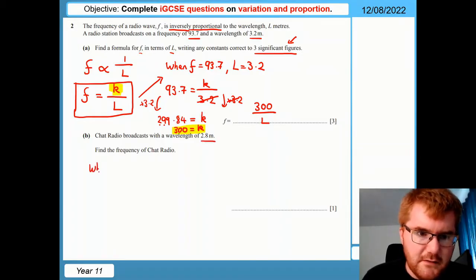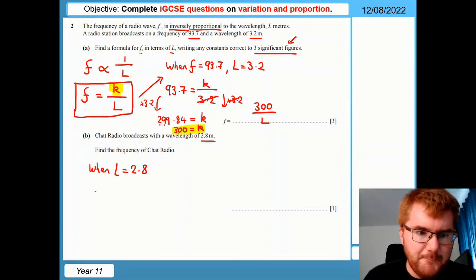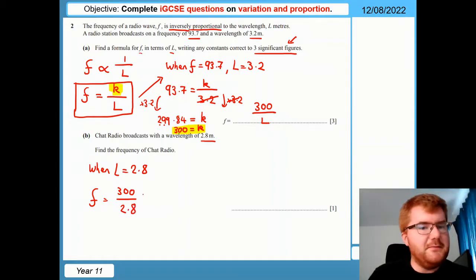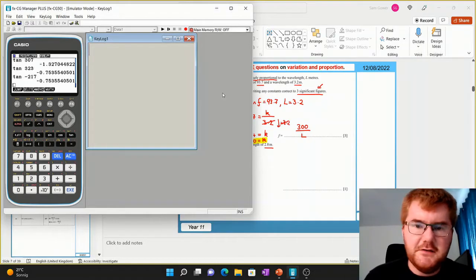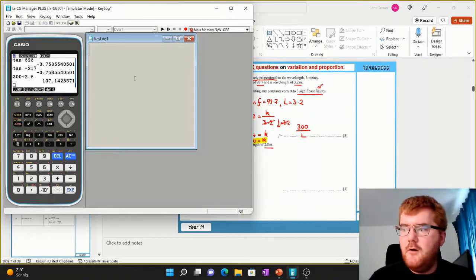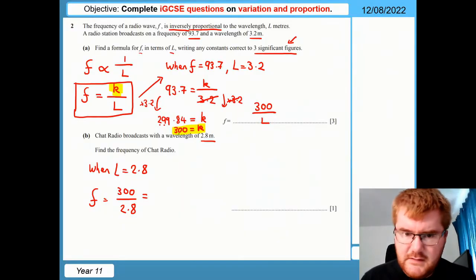So when the wavelength, which is L, is equal to 2.8, we just put that into this formula now. So F is equal to 300 over 2.8. Let's go to my calculator. Let's use it on the screen. So we get 300, we use my CG50 today, divided by 2.8, giving us the answer of 107.14.